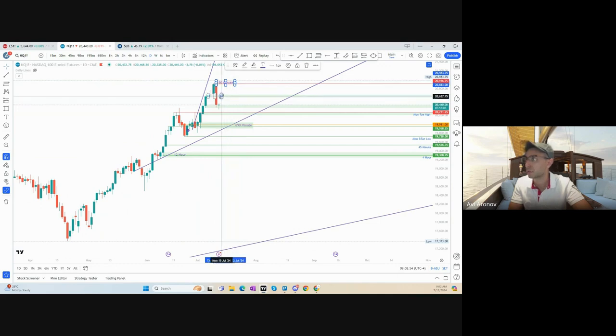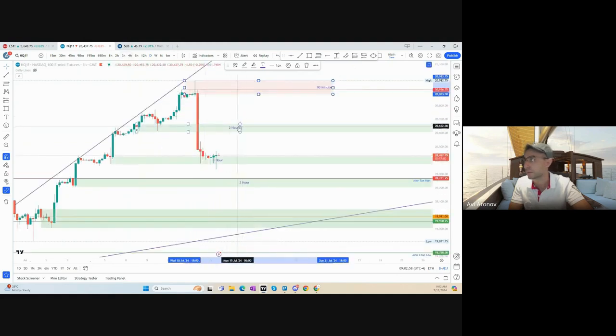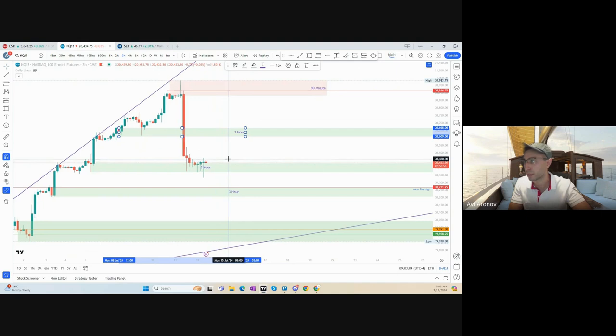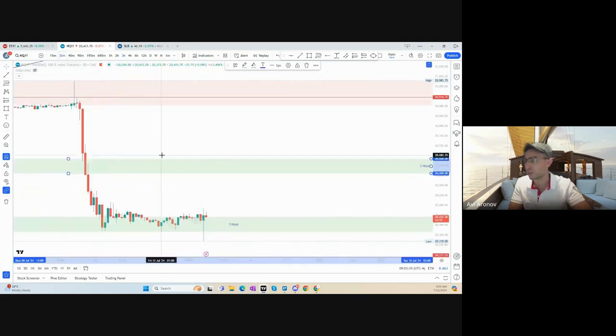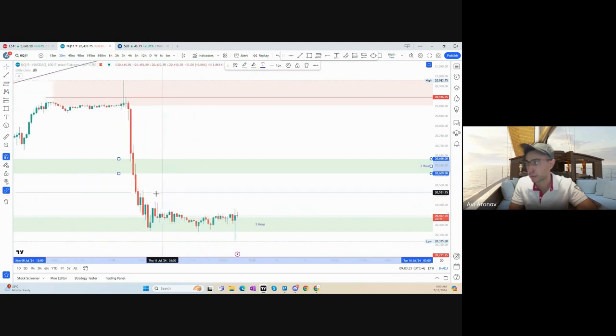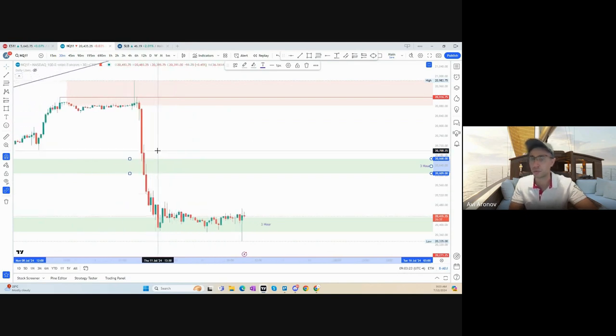Or this retest of this 3 hours. Okay, so that's basically the only couple of things that I will be looking at. I will be looking to enter once the market is open, not gonna enter any position before that. So that's pretty much for that.